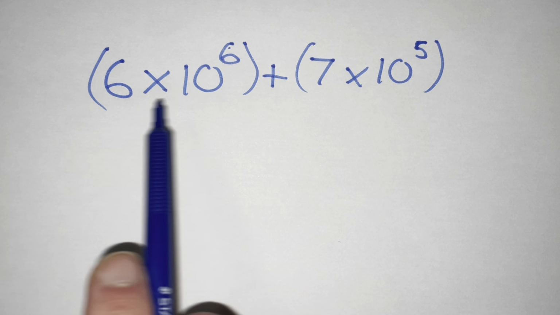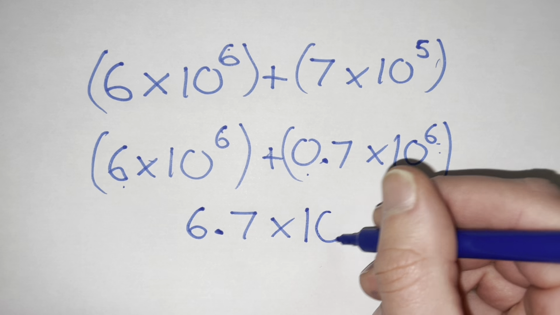However, 7 times 10 to the power of 5, we have to adjust. And we're going to adjust this by dividing the 7 by 10 and making up for that by multiplying this power by another 10. So this becomes 0.7 times 10 to the power of 6. These two are worth exactly the same value, but now we have matching powers. Now that we have those matching powers, we can add together our coefficients. 6 and 0.7 is 6.7. Multiplied by 10 to the power of 6.